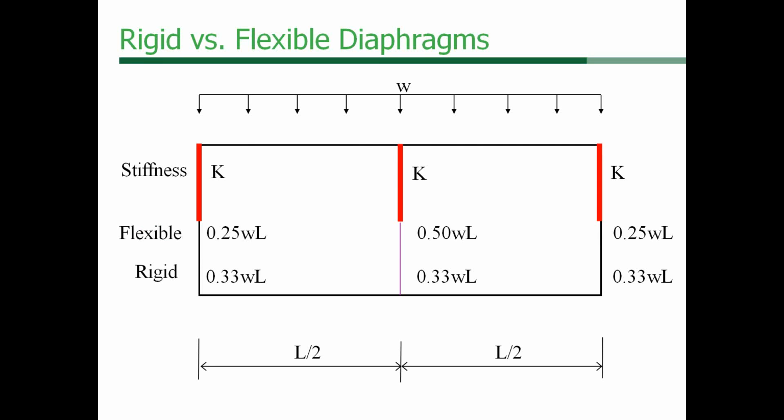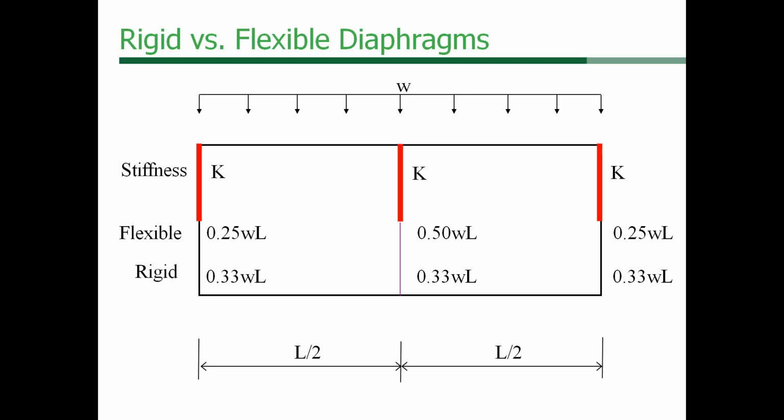And what we see in plan here is a rectangular building with 3 wall lines going north-south, and assuming they're all the same stiffness K, and there's a seismic load acting in the north-south direction, under the flexible diaphragm assumption. You see that the distribution of seismic forces to the wall lines is half the total load that goes to the center wall and a quarter of the load that goes to the perimeter walls or end walls. And that's basically the tributary area concept that we talked about earlier.